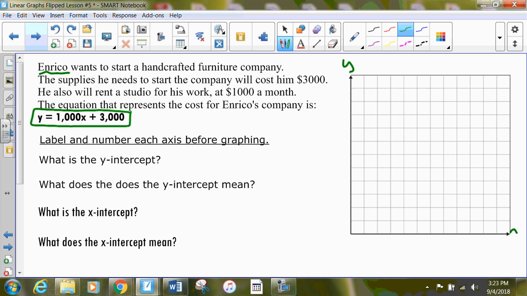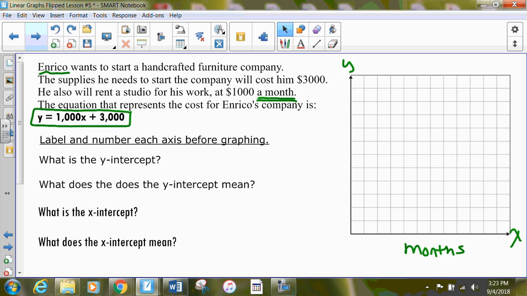So what's independent again? Time is independent. So here we go. The only time I see is month. So I'm going to say the x-axis represents the months. Now, even though Enrico is a real person and he really does make furniture on the side as a hobby, he is really not starting his own company. He is well into retirement.